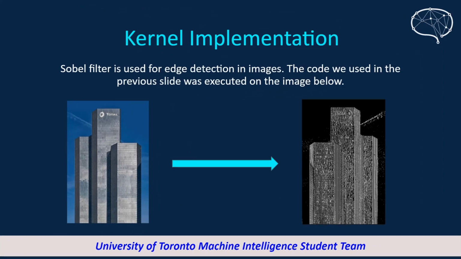The Sobel filter is used for edge detection. Here is the output of the code we had written in the previous slide. As you can see, the edges of the building have been clearly extracted from the image. You can tweak the values of the kernel matrix and come up with exciting feature maps yourself.